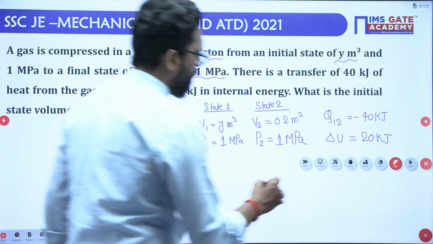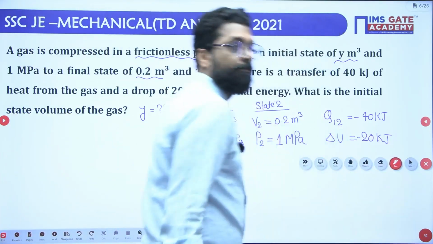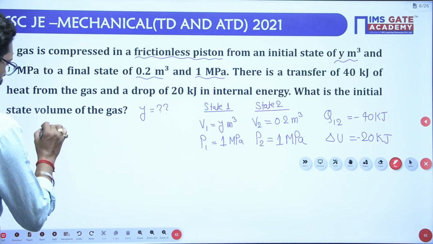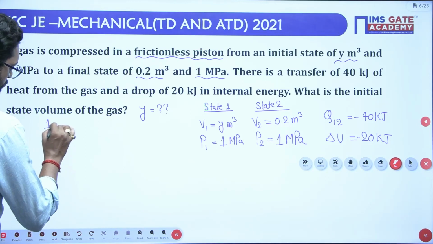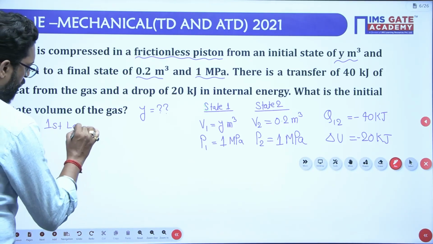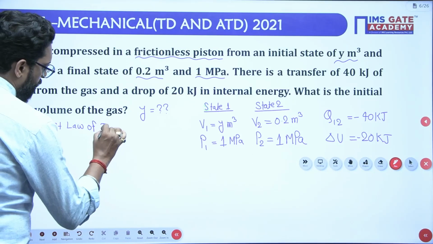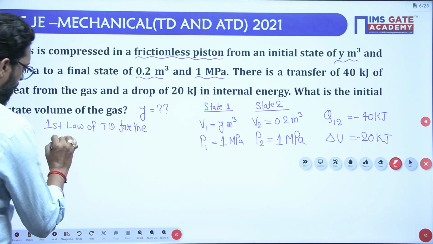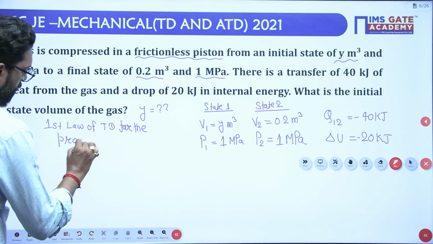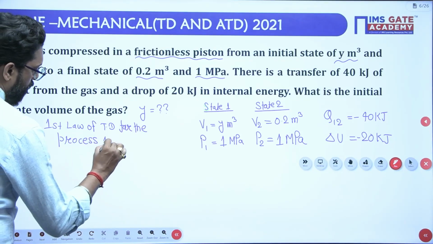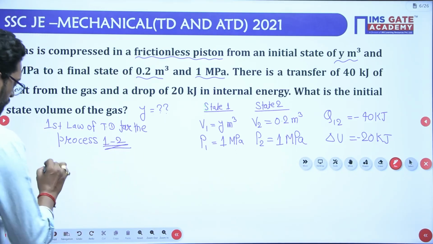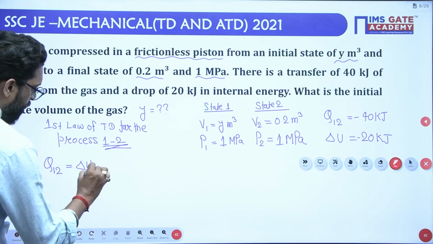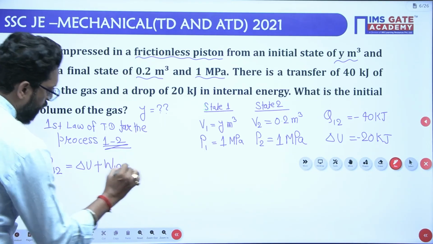So this is a drop, so also negative. You can write like that. Internal energy decrease. So what is the first law of thermodynamics for a process 1 to 2? So Q1 to 2 is equal to delta U plus W1 to 2.